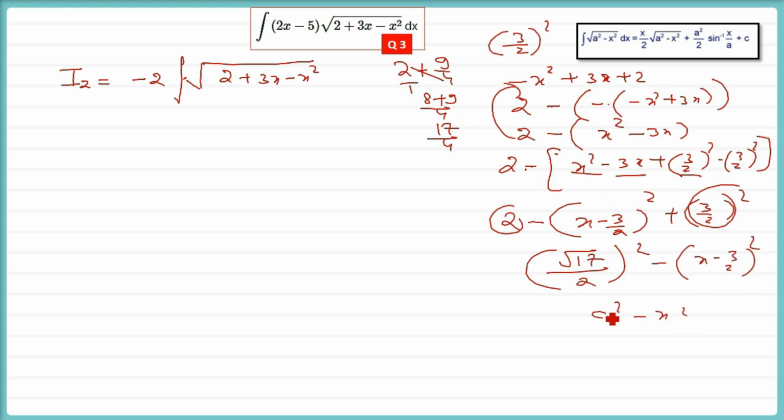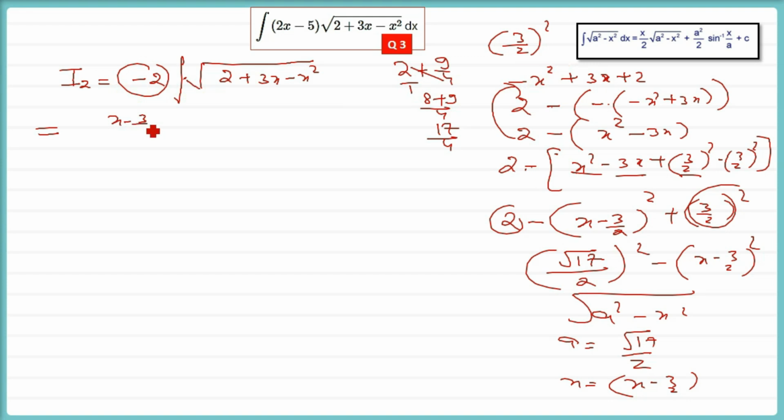Now the a square minus x square formula can be applied here. You already have it on the right corner, if you see, we have the under root a square minus x square formula already printed for you. A will be taken as under root 17 by 2. X will be x minus 3 by 2. Negative 2 we will deal with later. Now applying the formula, x is x minus 3 by 2, so x minus 3 by 2 by 2. Under root a squared minus x square remains as 2 plus 3x minus x square only. Write it as 2 plus 3x minus x square.